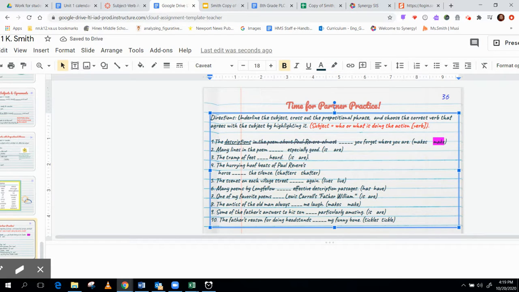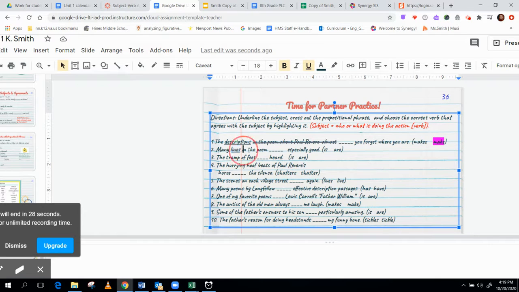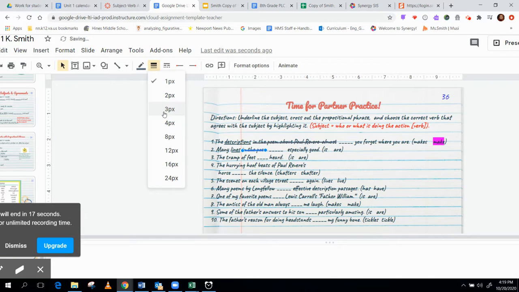Let's do number 2. Many lines in the poem blank especially good. So what is actually the thing that is good? What is this sentence about? It's about the lines in the poem. So I'm going to underline lines because that is the subject. Again, we have this same preposition in. So my phrase is in the poem. Again, I'm going to select line and draw a line through in the poem. Make it a little bigger. And now I need to highlight my verb.